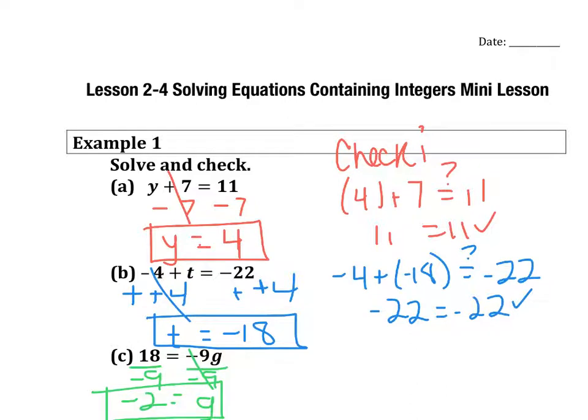For our check step then, we rewrite the equation exactly as it was written, but this time, in place of g, we will put negative 2, and of course we can confirm that negative 9 times negative 2 does equal positive 18.